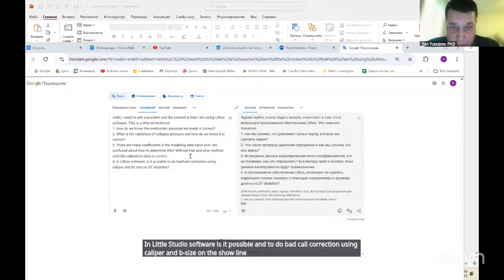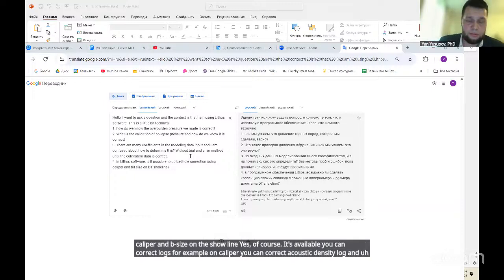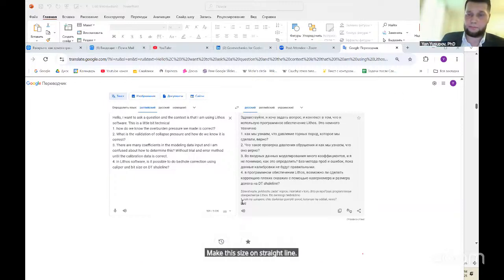Yes, of course, it's available. You can correct logs, for example, on caliper. You can correct the acoustic density log and make bit size on shell line, of course.